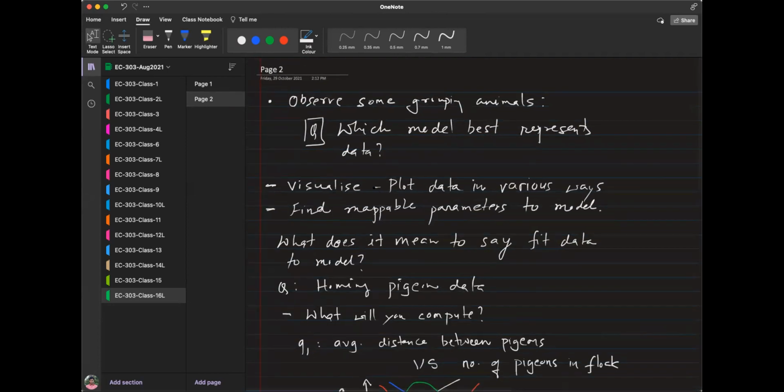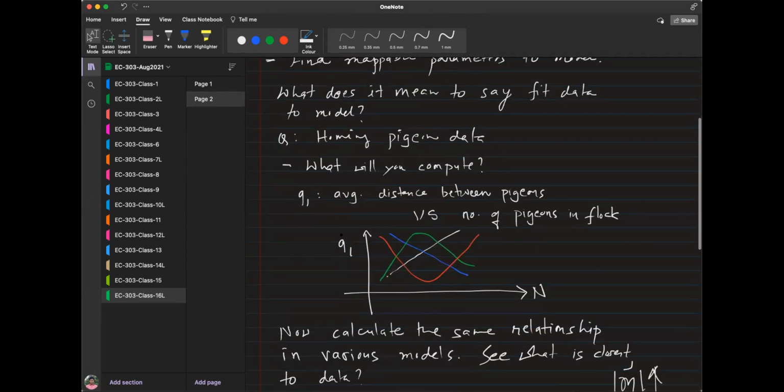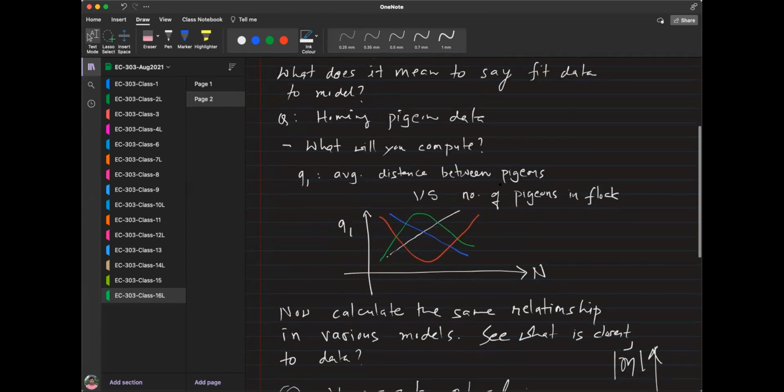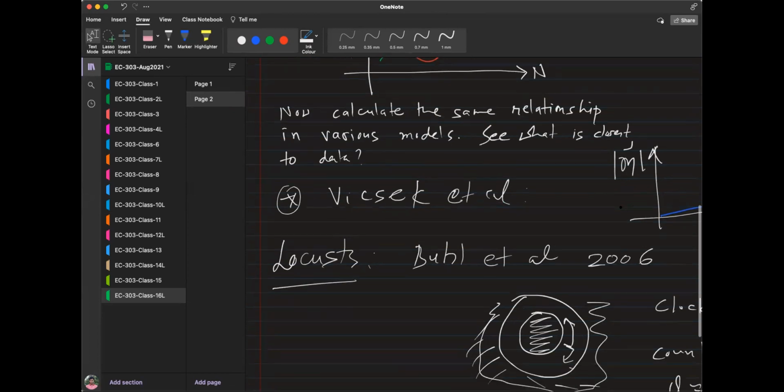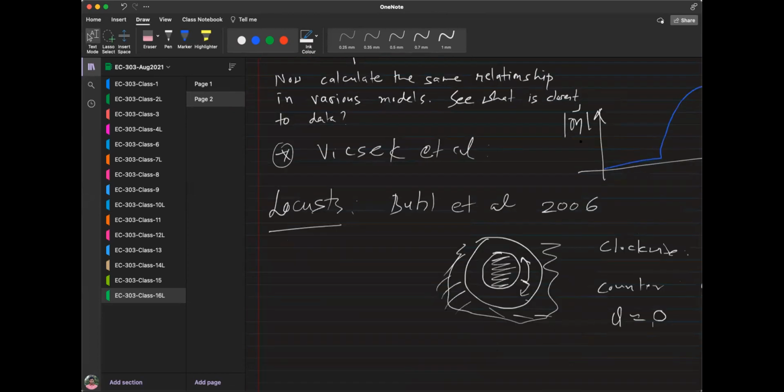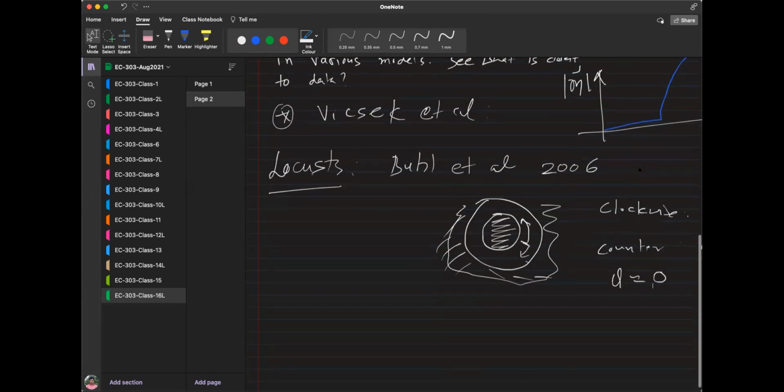This is similar to the Q1 that one of you suggested, right? Measure some quantity, its average distance. It was just that the quantity was different. We measured average polarization as a function of density. So it was a different quantity. What else does it mean to say that we test models?